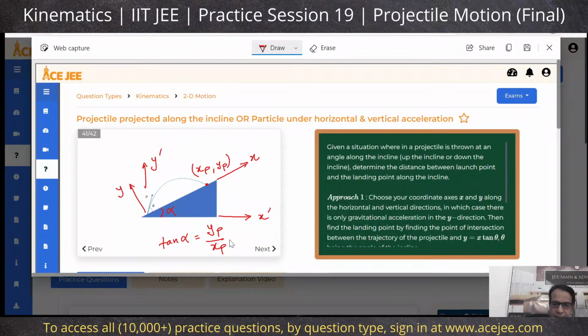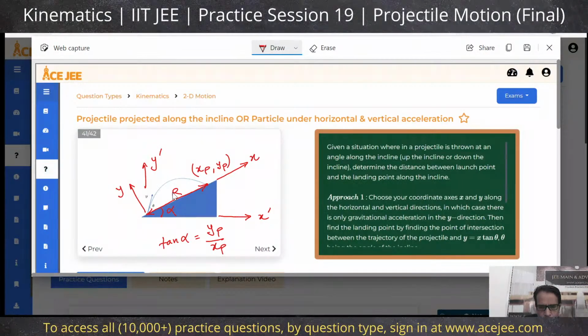And what is the range in this scenario? Range is the distance covered along the incline, so this is the range. I'll let you guys explore that approach.